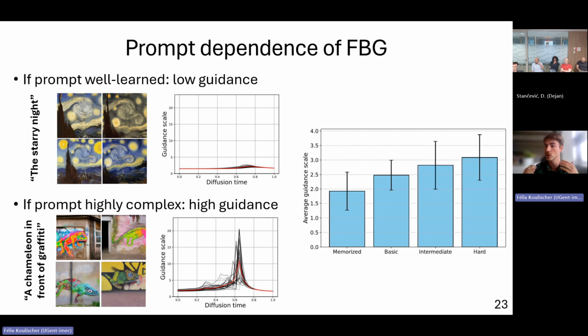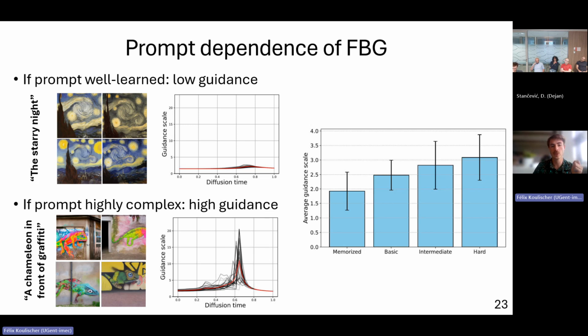So the guidance scale really does not go that high. Whereas for much more complex prompts, such as this chameleon in front of a graffiti, we really get much more guidance. We really get a much more dynamical system that goes up much more drastically, which is expected intuitively.